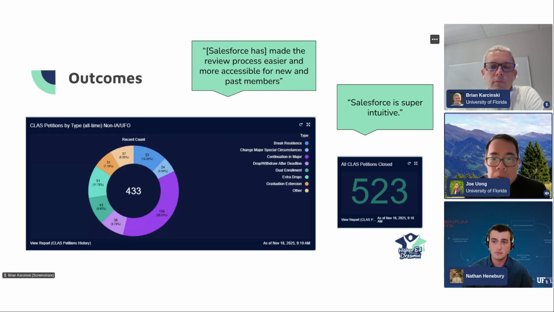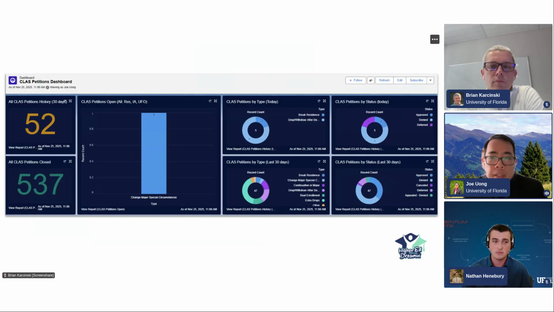On the next slide, you can see that the approval denial rates are about 60-40 in terms of what we approve versus deny. We have a little over 500 petitions closed throughout this year. So if you're familiar with the Salesforce reporting tools, this is the typical stuff that you'll see. You'll recognize the screenshots here as well. So before then, we were only able to feel for the data.